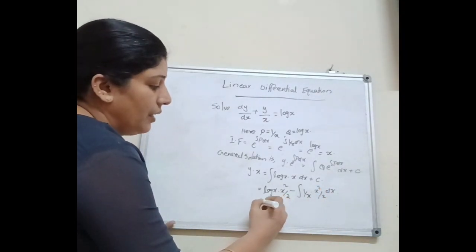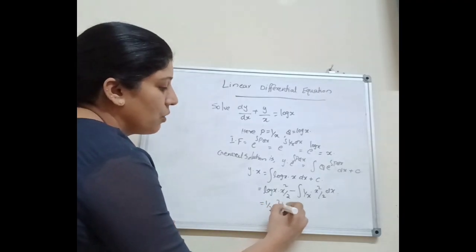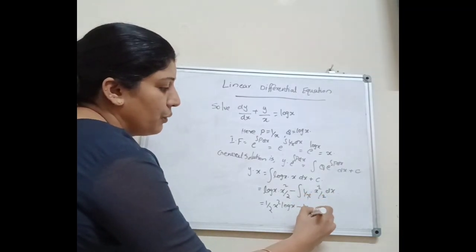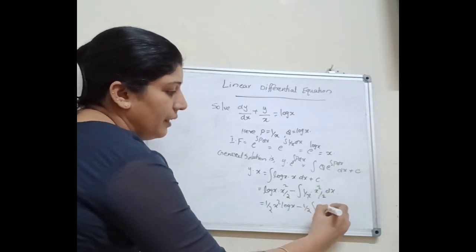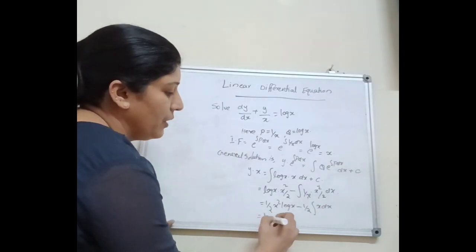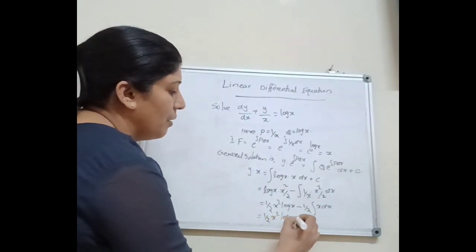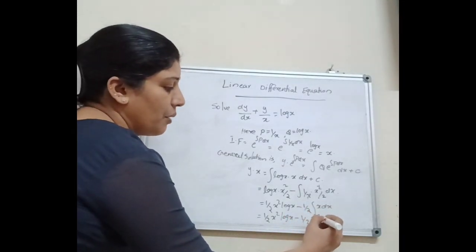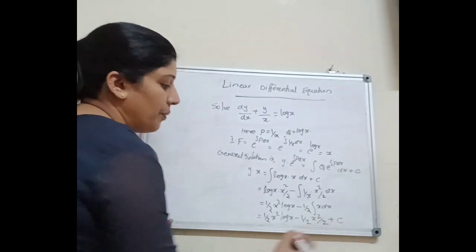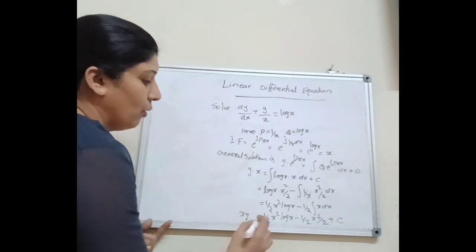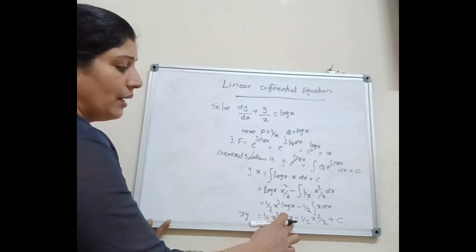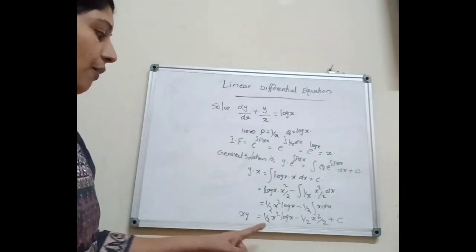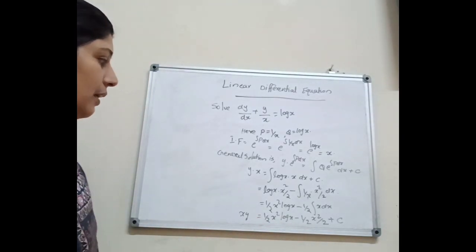Therefore, it is equal to 1 by 2 into x square log x minus, here x cancelled. Therefore, 1 by 2 into integral x dx. It is equal to 1 by 2 into x square log x minus 1 by 2 into integral x square dx, that is x square by 2 plus c. Therefore, xy equal to 1 by 2 x square log x minus 1 by 2 x square by 2 plus c. Here 1 by 2 is common, therefore we have to take it outside.